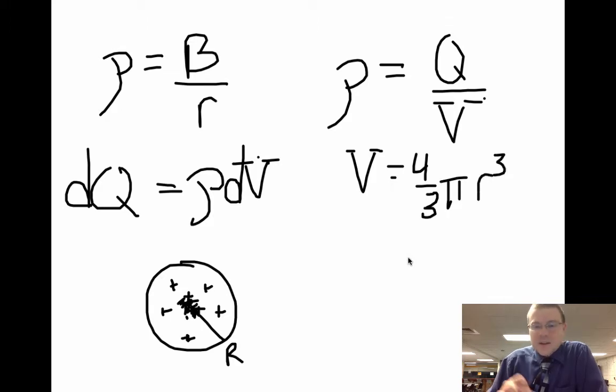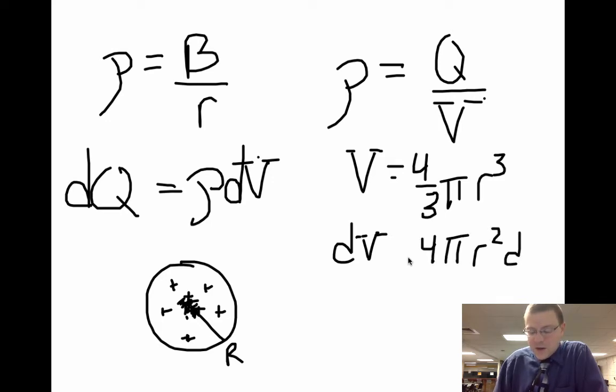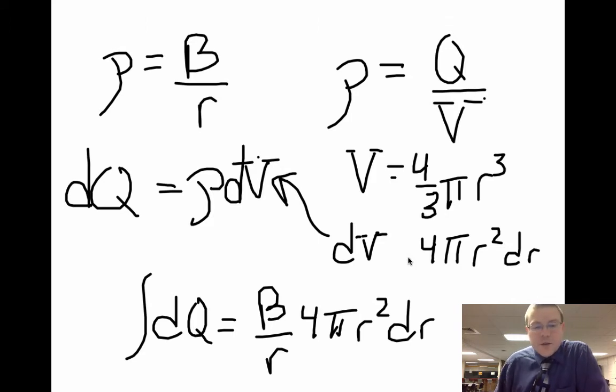And if we want to get dV, that means I have to take the derivative of the volume equation. The derivative gives me 4 pi r squared dr. So I'm going to put that in for dV here. When I do that, I get dq equals b over r times 4 pi r squared dr. When I look at my bounds for integration, I'm going to go from no charge to having all the charge on the sphere. And on this side, I'm going to go from no radius until I reach the outer radius, big R.